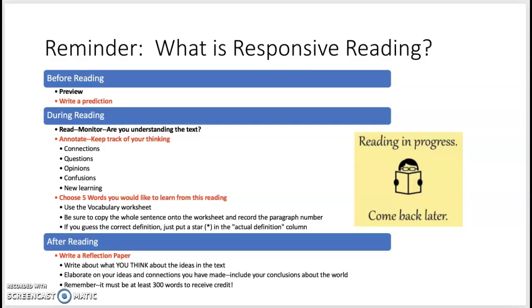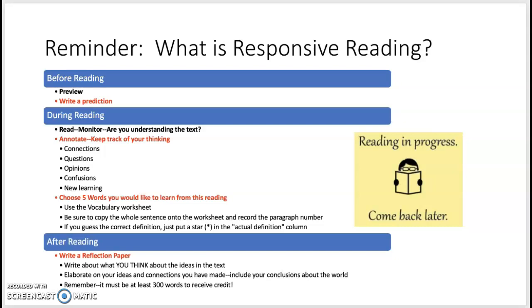Okay, so first of all, let's remind ourselves what the procedure is for responsive reading. This is a procedure that goes through the different stages of reading, like the reading process, right? And so we start with before reading, where you're going to preview. And remember what preview means. It's just window shopping, looking through the text, noticing any text features, any pictures, any captions, any graphs, trying to get yourself centered about what this text will be about.